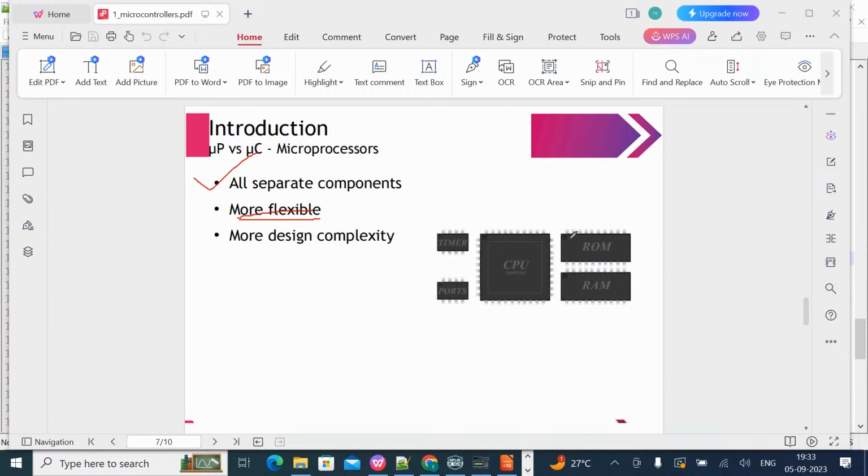But don't you think, with everything separate, there will be more design complexity, right? You have to design things, you have to collect all the chips, all the components together. So it will increase the design complexity.